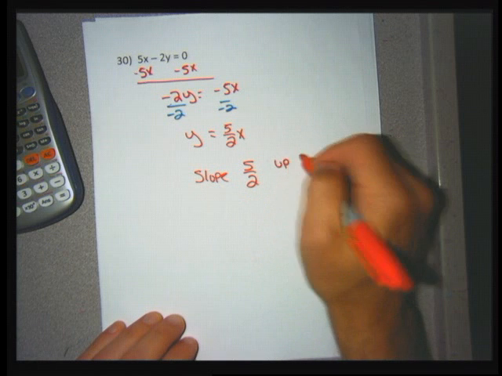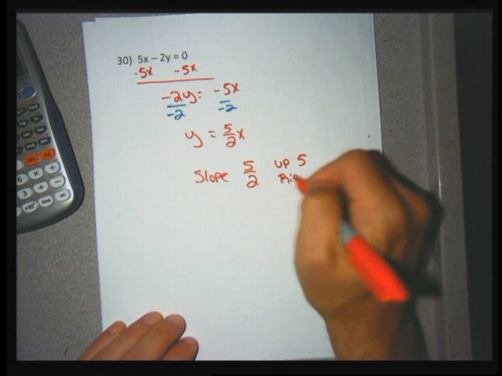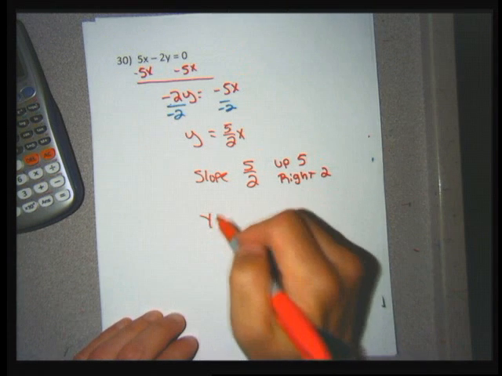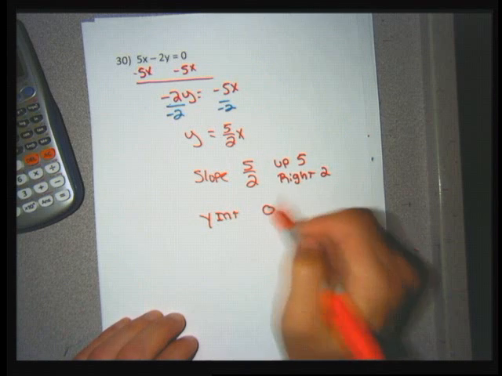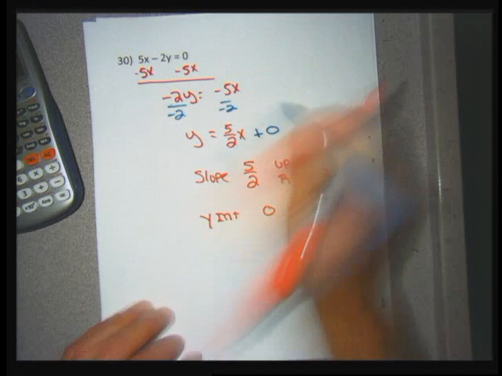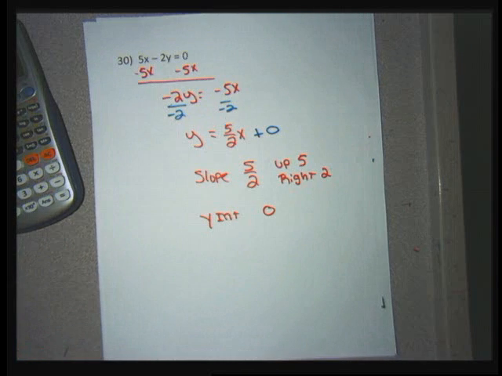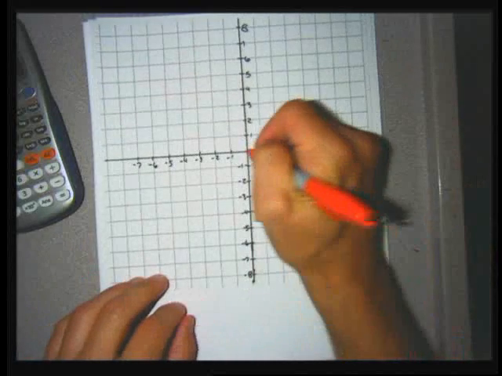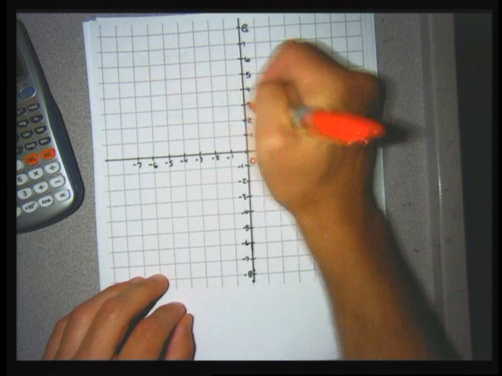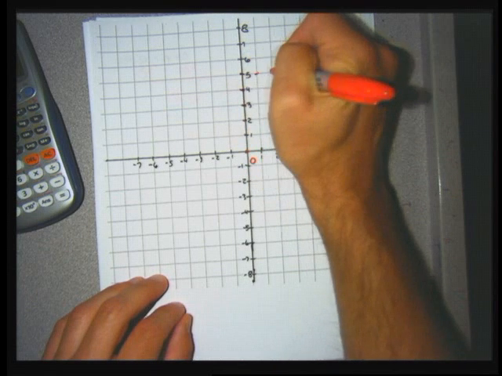So I'm going to go up 5 and right 2. I don't see a y-intercept because there's no number after the x, so the y-intercept is going to be 0, because I have to think of this as y equals 5/2 x plus 0. So I'm going to plot 0 on the y-axis and then go up 5 and right 2 as many times as I can. So for this graph, I plot 0, which was my y-intercept, and then I go up 5, 1, 2, 3, 4, 5, right 2.